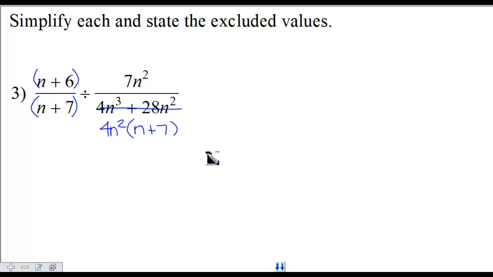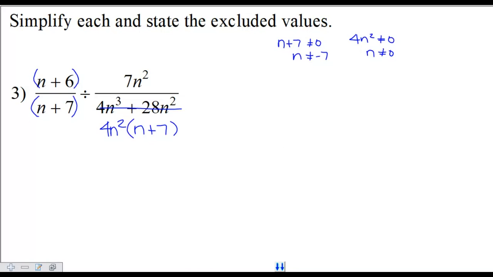Now it's time to state the excluded values. Since I have n plus 7 down twice, there's no need to solve it 2 times. Let's just do it once. The excluded value for n plus 7 will be that n cannot equal negative 7. Now I'll do the 4n squared. The excluded value for this will be that n cannot equal 0.